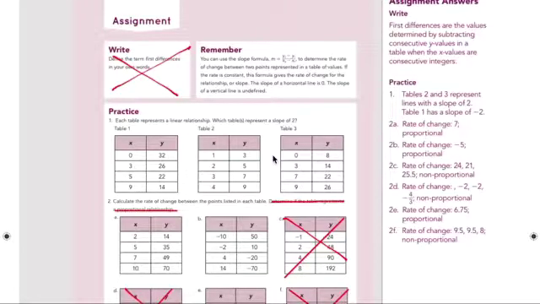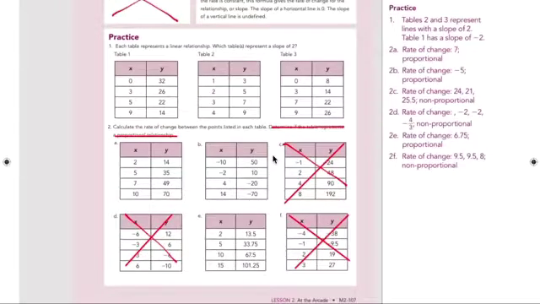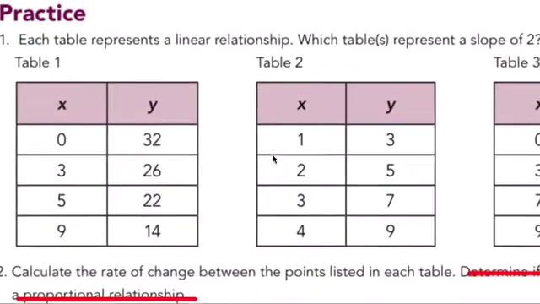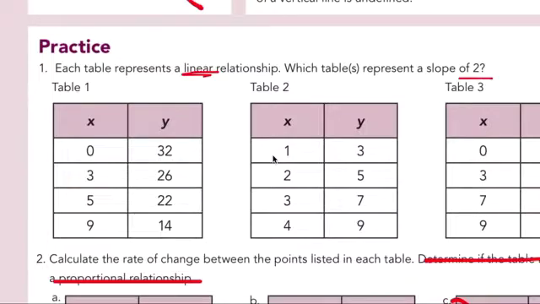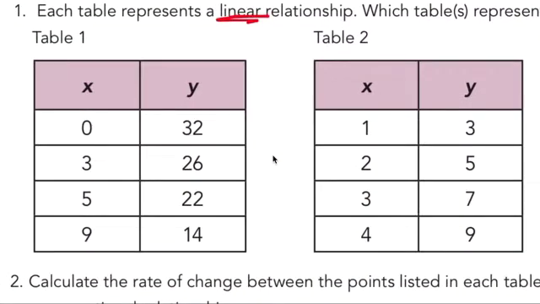Okay, here's the homework. Cross these out. There's 4 of them, right? For each table, represent a linear relation. That means a straight line, linear. Which table represents a slope of 2? So which one finds the slope of 2?